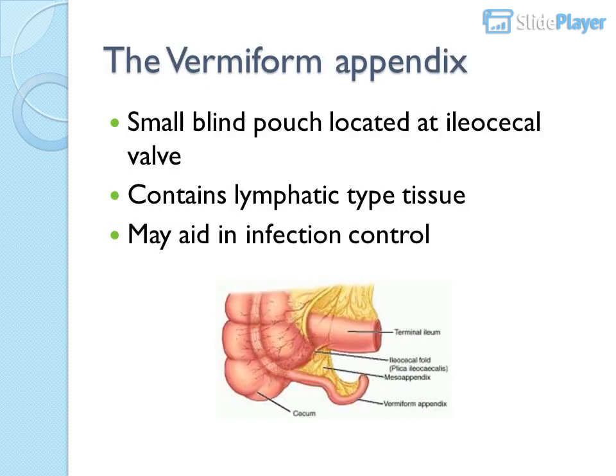The vermiform appendix. A small blind pouch located at the ileocecal valve. Contains lymphatic type tissue. May aid in infection control.